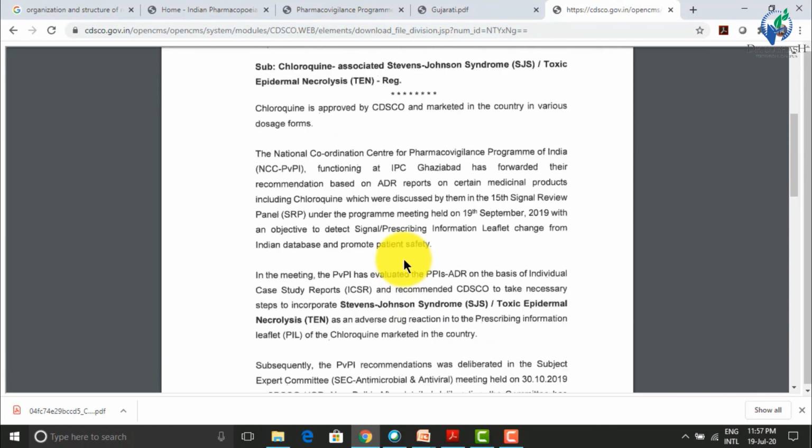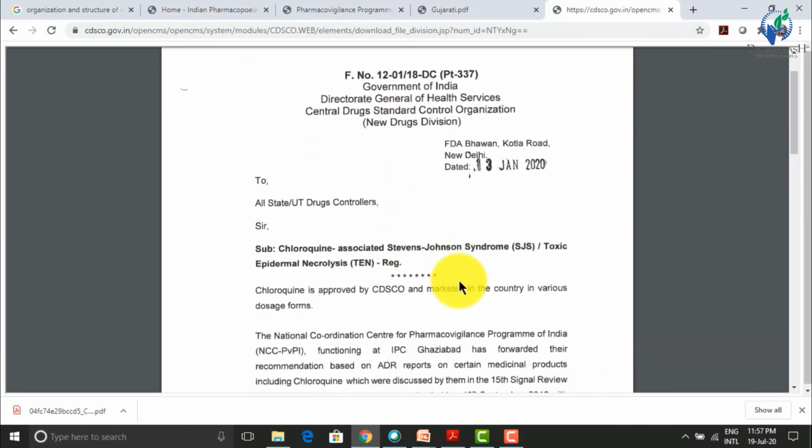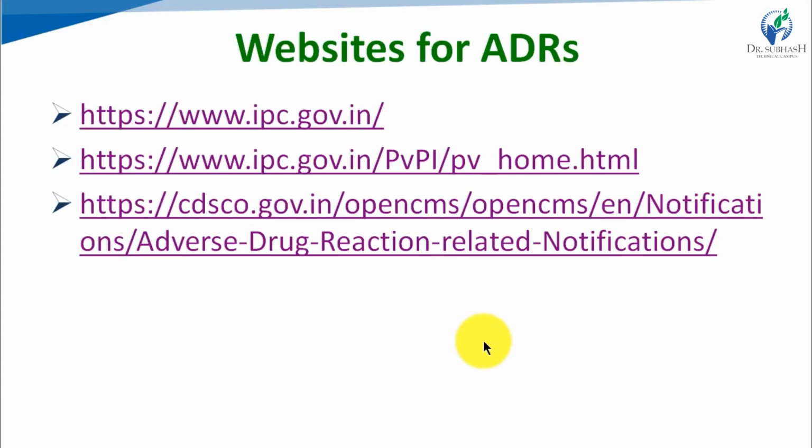So this is the effect of any adverse drug reaction that has been reported and that has been generated, that has been given to the CDSCO and it has been noted by the Uppsala, and afterwards that will again be reviewed, and then afterwards the decision has been taken and this decision will be published over here on the website. So this is about some websites that we should be aware about.